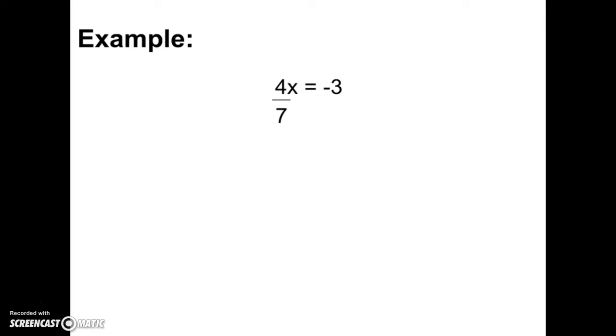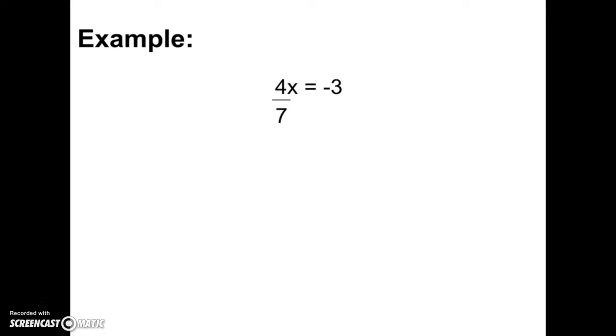This time, we have a division problem. I have 4 divided by 7, and that's times x. And it doesn't matter, again, if they have it written as 4 over 7, or if they had it written as 4/7 times x. Let's see, if they had drawn it where the line was under both the 4 and the x, and put all of that over 7, all three of these are exactly the same, okay?